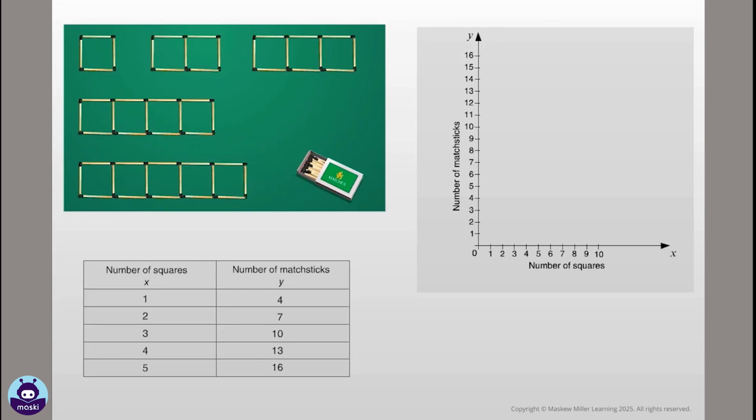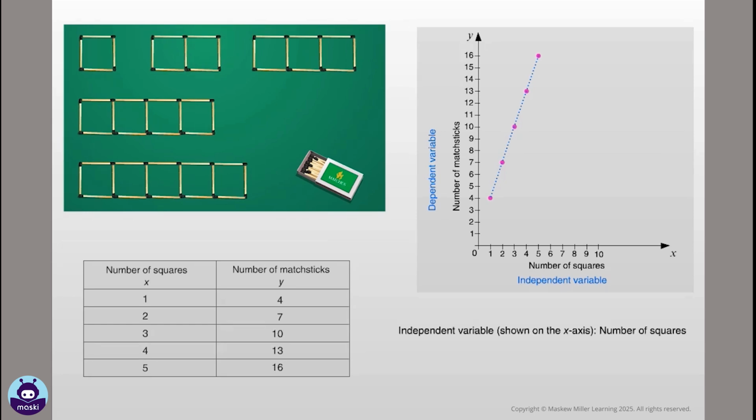Note that the number of squares is the independent variable x, and the number of matchsticks required is the dependent variable y. When x equals 1, y equals 4. When x equals 2, y equals 7. When x equals 3, y equals 10, and so on. We now plot these points on a graph and join the points using a broken line.